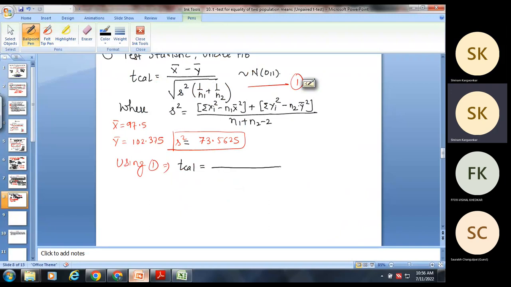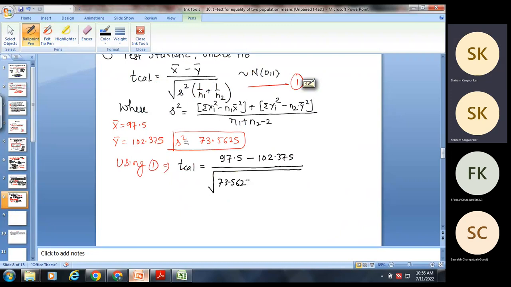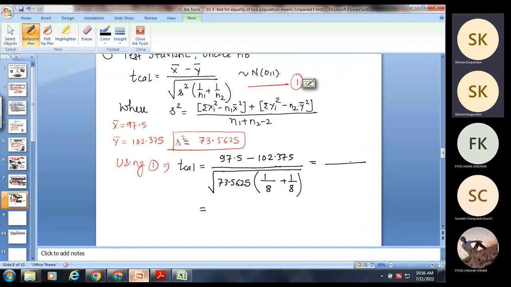So do the calculation. It is 97.5 minus 102.375 upon the sample mean square, which is 73.5625, into 1 upon the sample size. Both the sample sizes are the same, so 1 upon 8. Now let's do the calculation. The numerator is 97.5 minus 102.375, so the numerator will be minus 4.875.